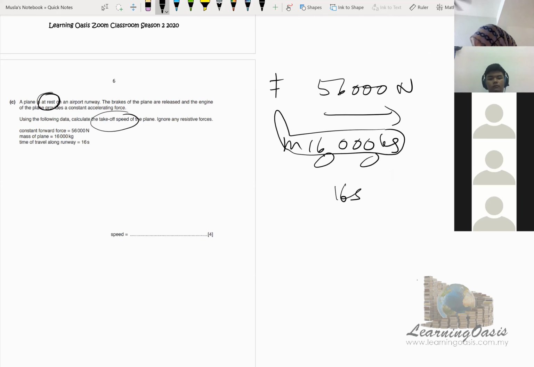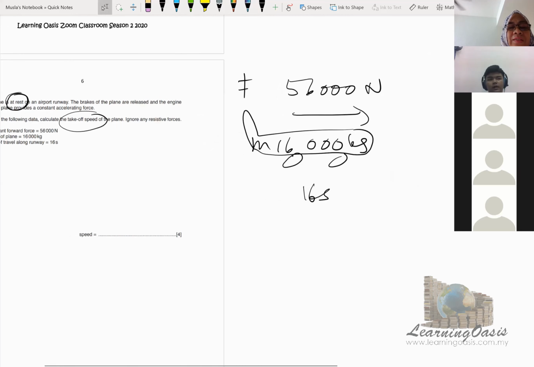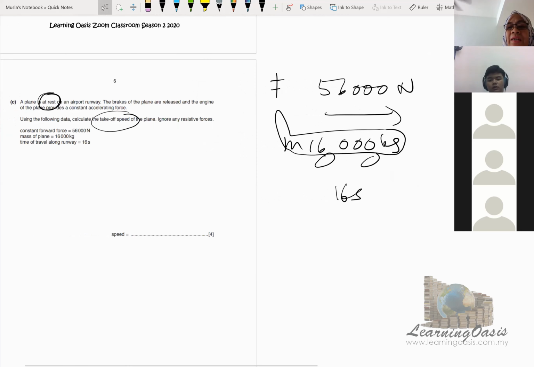When you process it, there's just a little more to add. Teacher, to find the speed, we have to use the formula A equals to V minus U over T, right? Yes. So then move the T to the left, it will be acceleration times time equals to V minus U, where the U equals to 0 because the speed was 0 at rest. Yeah, I got 56, teacher.